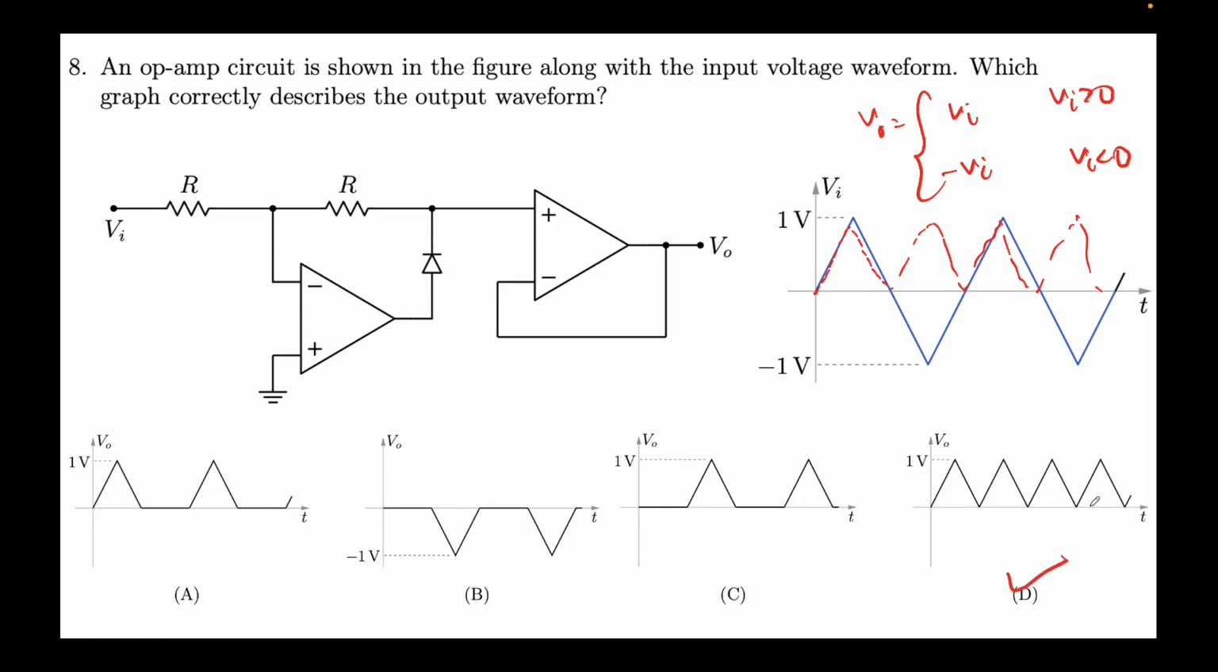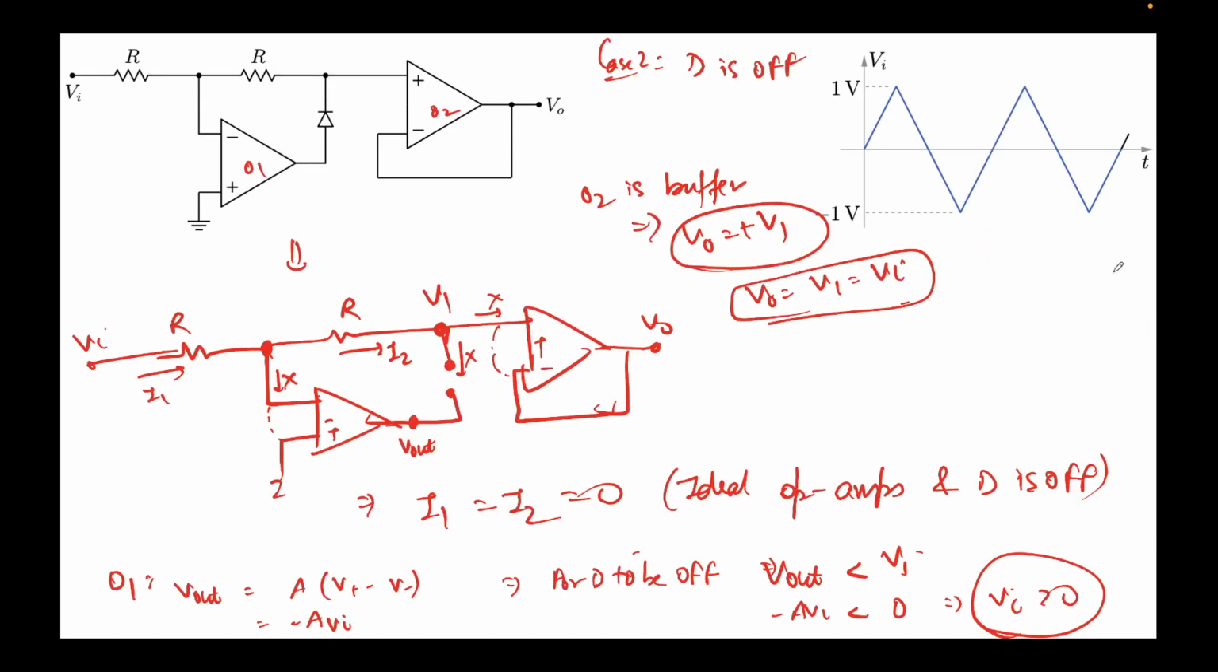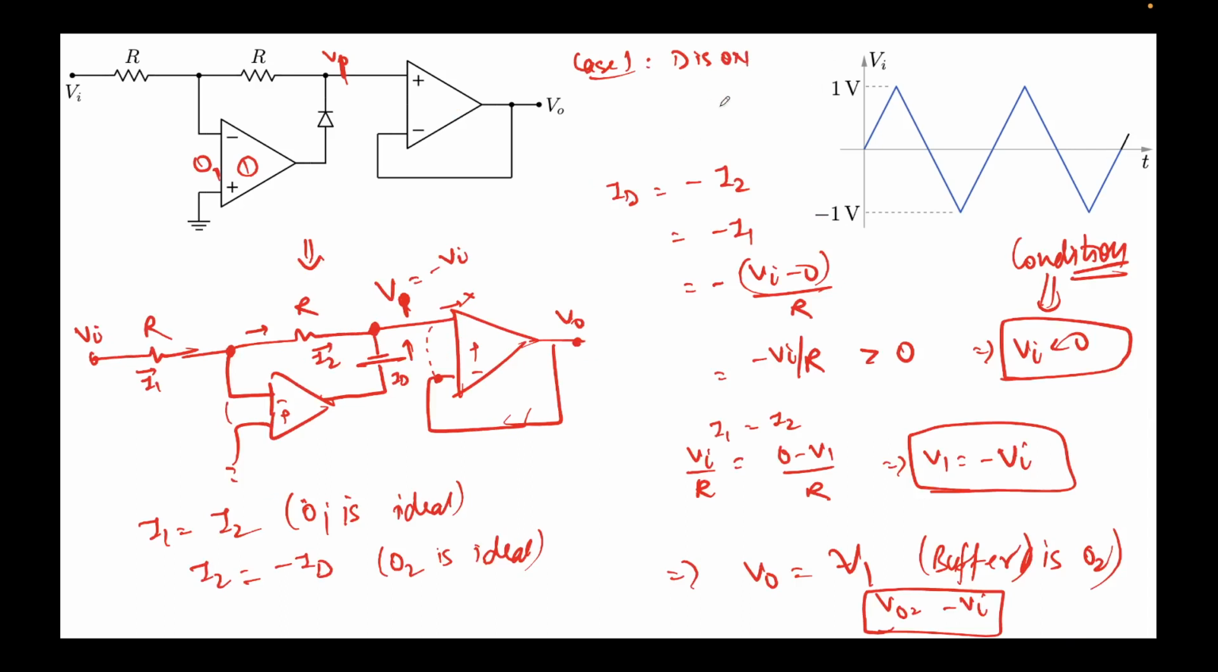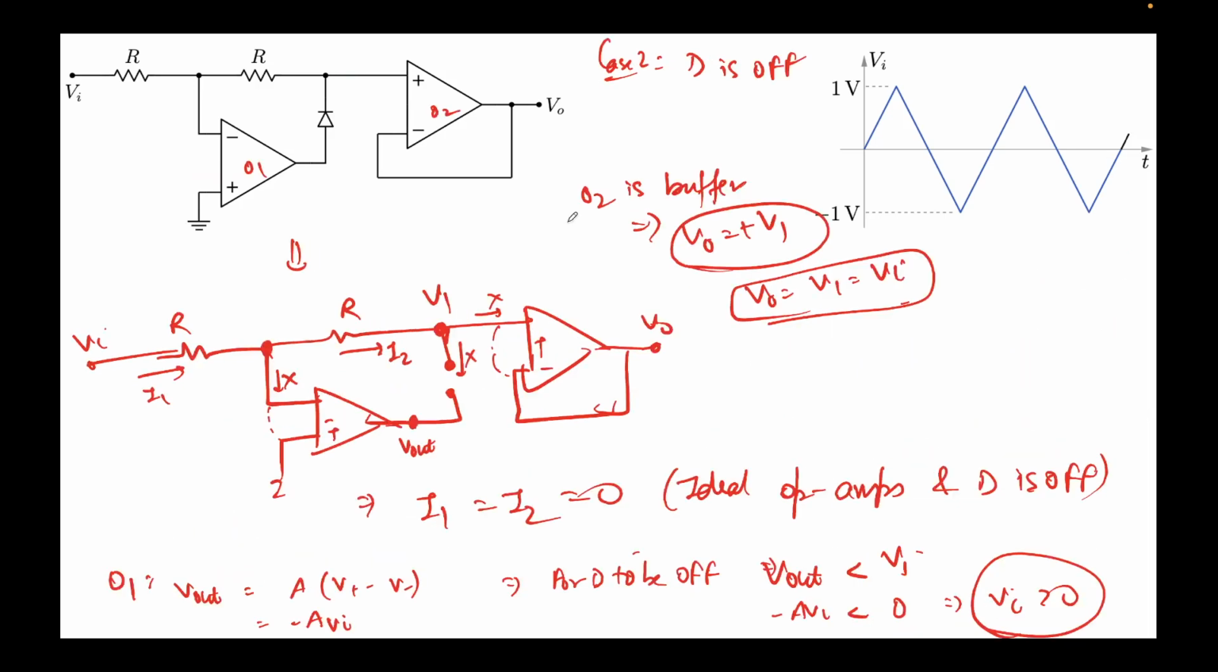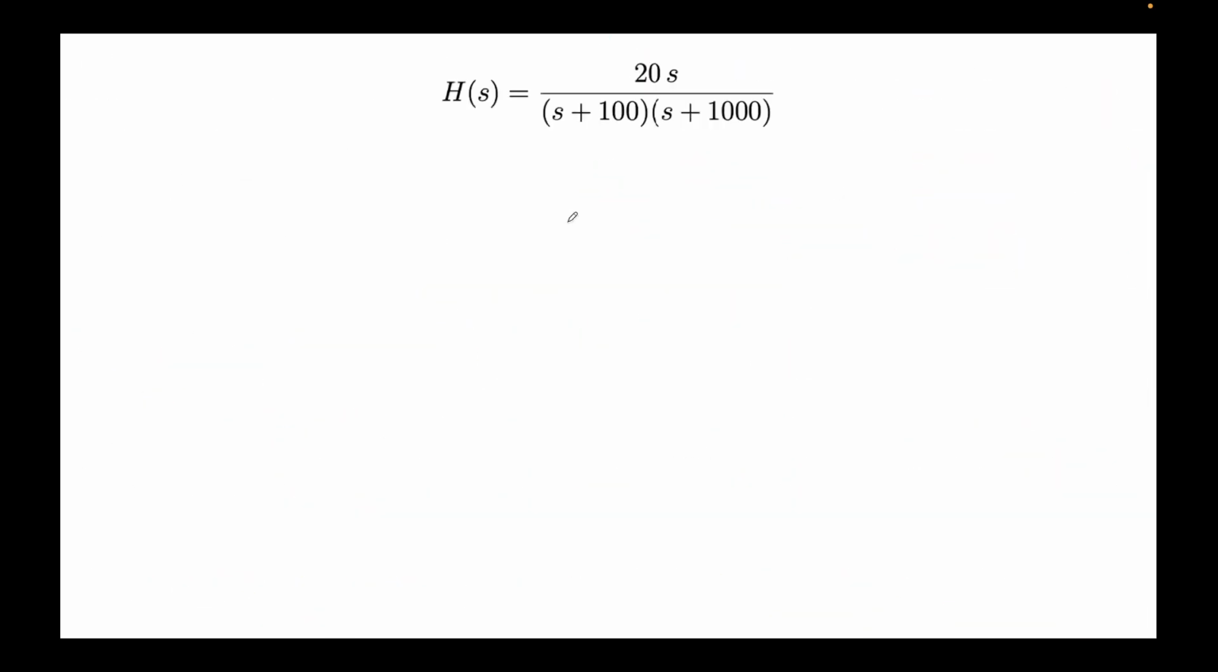Just like in the previous problems, here again we just took two conditions, when the diode is on and off, and simply went ahead and solved the problem. So just keep in mind to take the two cases, when D is off and when D is on, and we'll be fine. So that's about that. Moving ahead to the next problem.